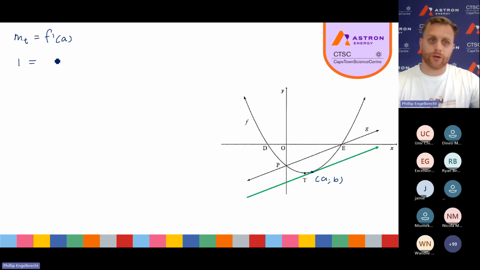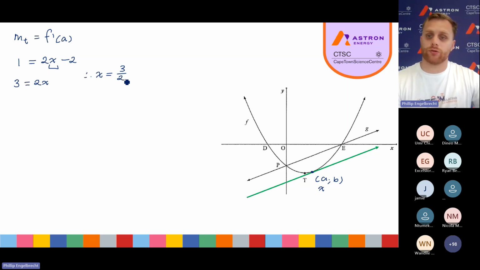And I know that the first derivative is 2x minus 2. So you solve for x, because if you find that x value, you find the x value for this point over here. Okay? So therefore, I solve for x. I take the 2 to the other side. So this becomes 3 is equal to 2x. So therefore, x is equal to 3 over 2.